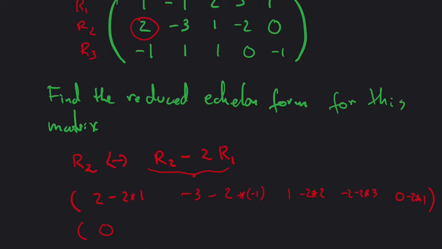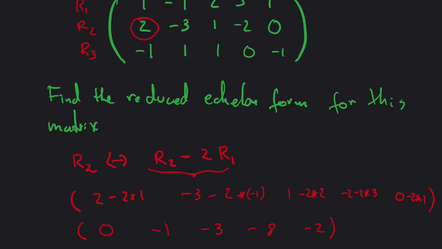Then I have -3 minus 2 times -1. So let's see, I believe that will give me -1. Then I will get 1 minus 2 times 2. That will give me -3. Then I'll have -2 minus 2 times 3. That would give me -2 minus 6, which is -8. And then I'll have 0 minus 2 times 1. That will give me -2. Please check that I have the right numbers over there.